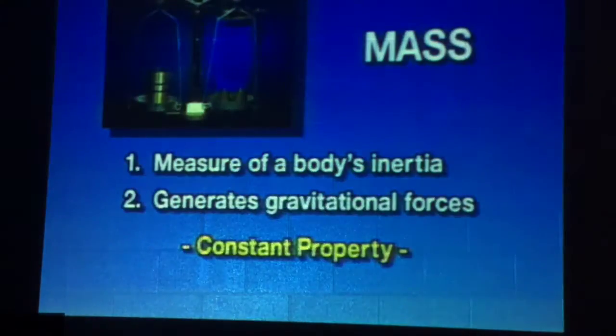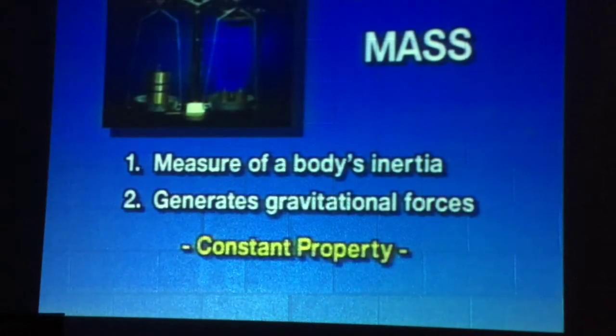It's important to realize that mass is a constant property and not dependent on an object's location in the universe. An equal arm balance would indicate the same value for an object's mass whether the measurement was made on Earth or on the Moon.